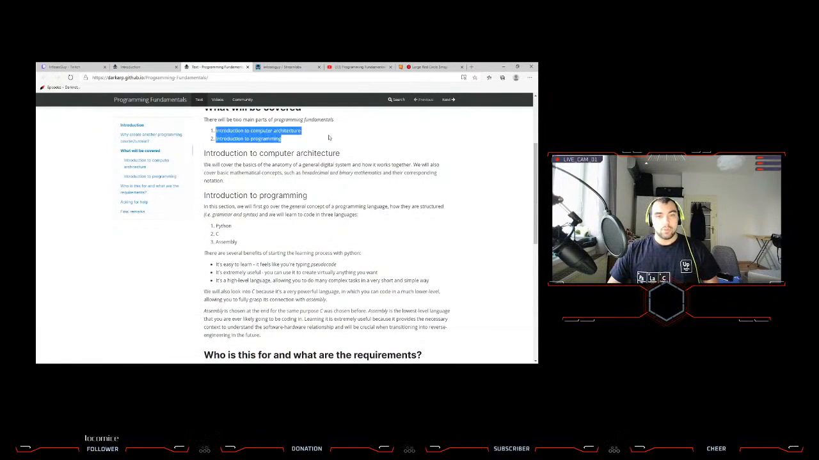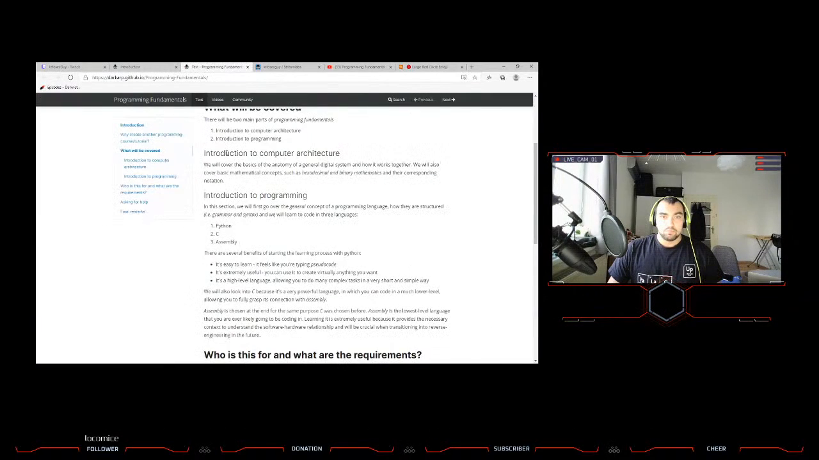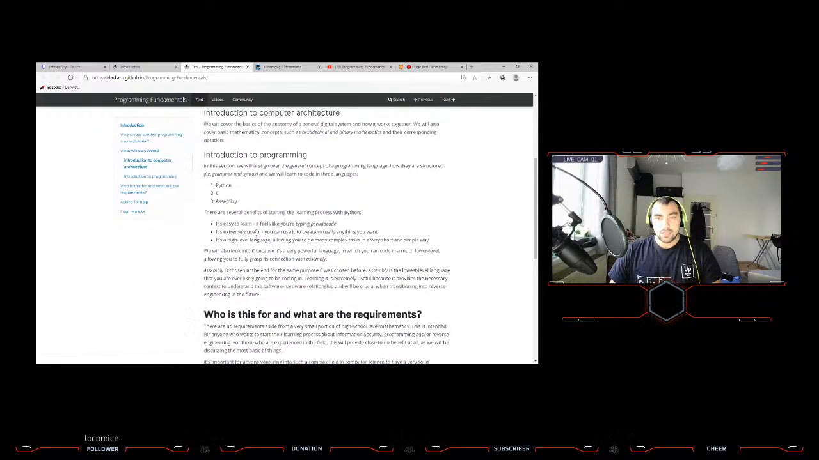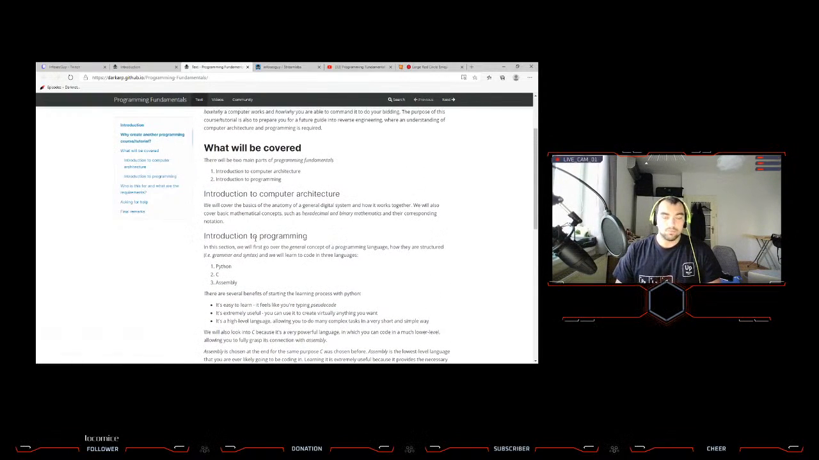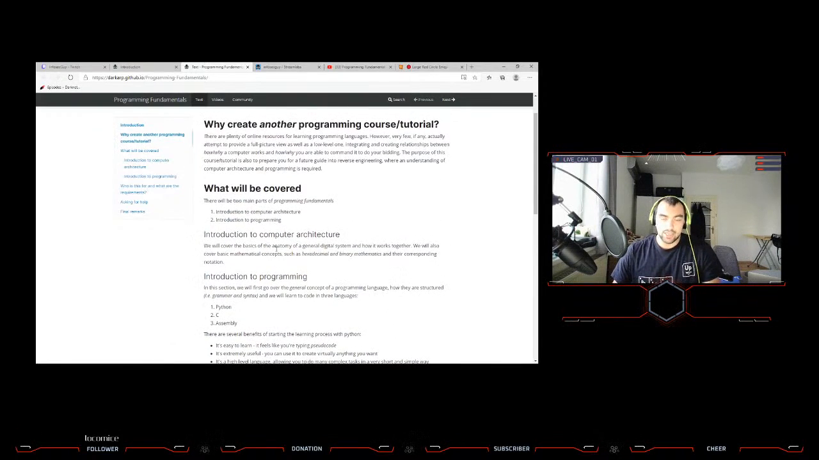Essentially, there are going to be two main parts: computer architecture and programming. Computer architecture is very important to understand reverse engineering because you must know how computers and digital systems work in general so that you understand how to reverse them. We're going to be doing a lot of low-level stuff, but the only prerequisite you need is basic high school level maths. And even that won't be too much, just addition and multiplication. That's what you're going to be needing as requirements.